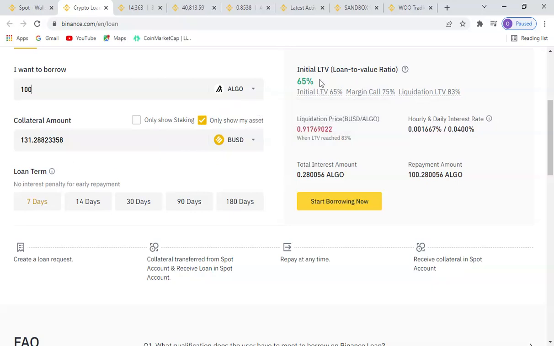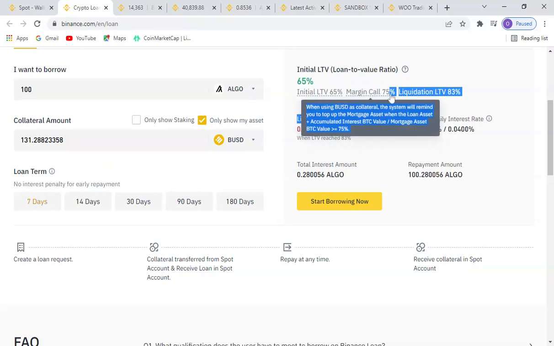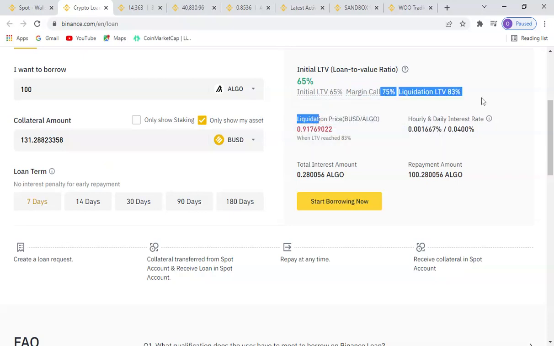What you need to know on the Binance Crypto Loan is that the initial LTV, or loan to value ratio, is 65%. So Binance gives users the opportunity to borrow 65% of their collateral amount as a loan. The LTV for the margin call is 75%, while the liquidation is capped at 83%. Before liquidation is reached, Binance will notify you to top up your collateral in order to reduce the risk of getting liquidated.